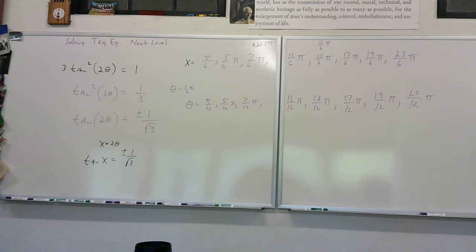So it says plus or minus 1 over square root of 3. Why is it plus or minus and not just negative? You took a square root, and when you take a square root like this, it is not a principal square root. It is positive or negative.